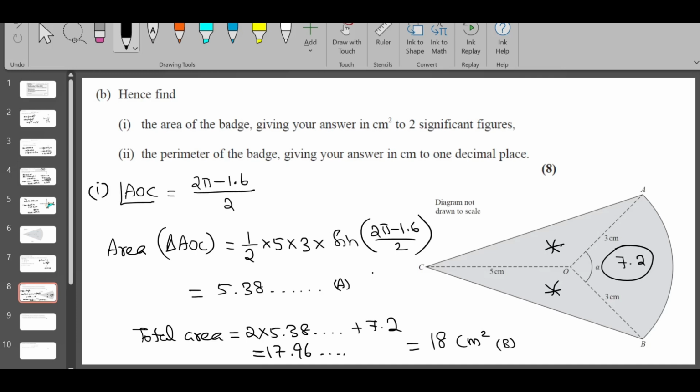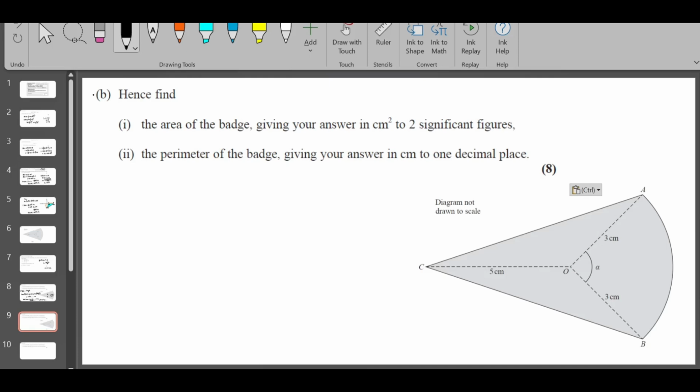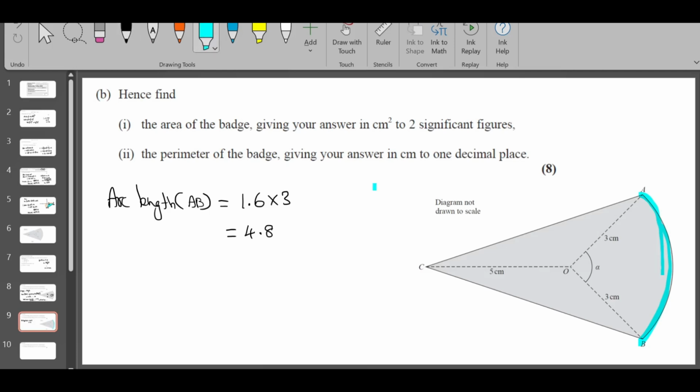We're going to solve double I now. For double I, the perimeter of the badge. To find the perimeter, we need this arc length first. So let's calculate the arc length. Arc length AB, the formula is r theta. r is 3, alpha is 1.6, so 3 times 1.6 is 4.8. And then we need this length AC, which will be the same as this length. So you can find AC and multiply by 2. How do we find AC?